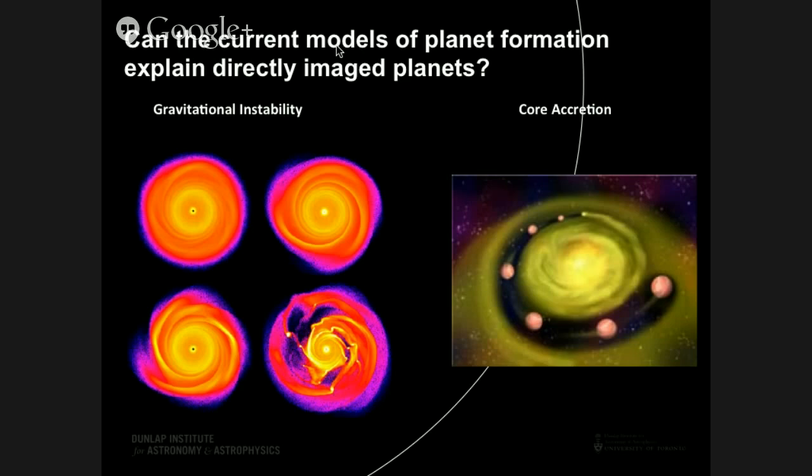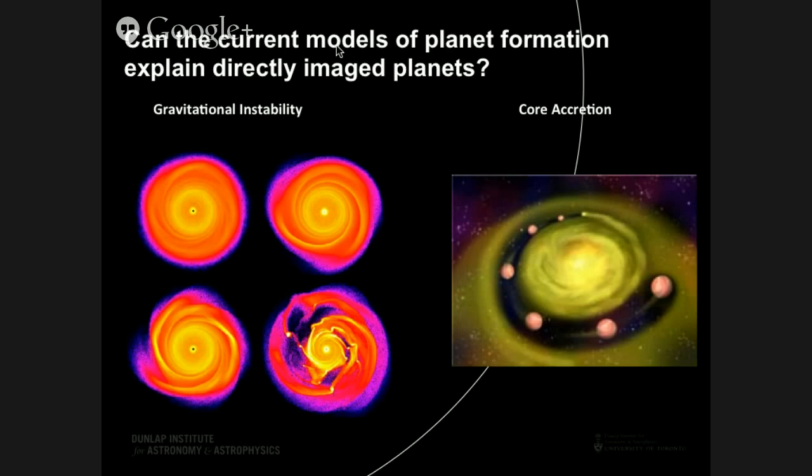So are there any ways that we can, at least with the current models of planet formation, even explain directly imaged planets in the first place? Planet formation is often set up as a big battle between two competing models. It seems like most of astrophysics has two competing models that are fighting all the time. But that's the way I see it: the two most popular models are the gravitational instability model and the core accretion model.